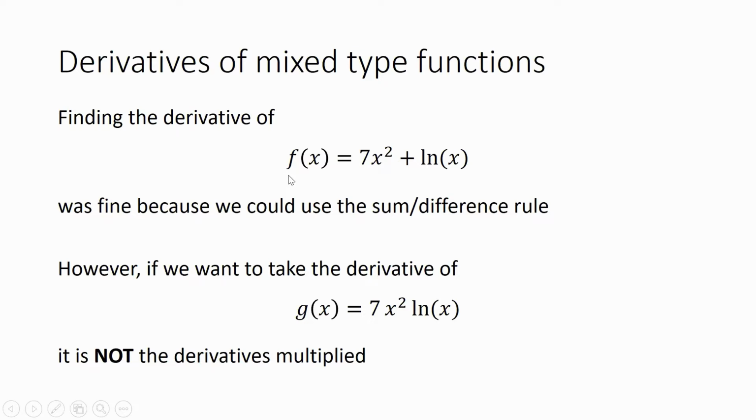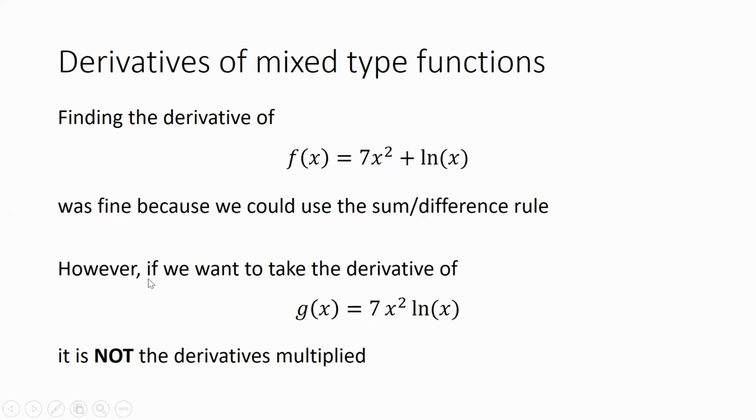So when we looked at the basic rules of taking a derivative, we could take the sum of two different types of functions. And if we did that, we can take the derivative of the function by taking the derivative of the first term plus the derivative of the second term. So that was fine, doing a sum of two different types of functions, because we could use the sum difference rule.